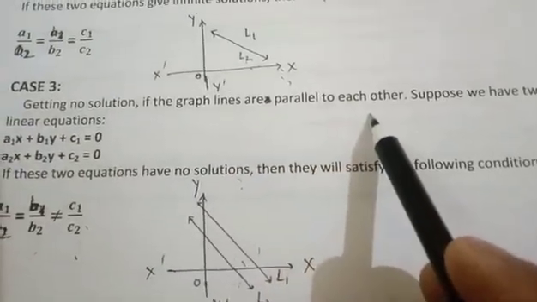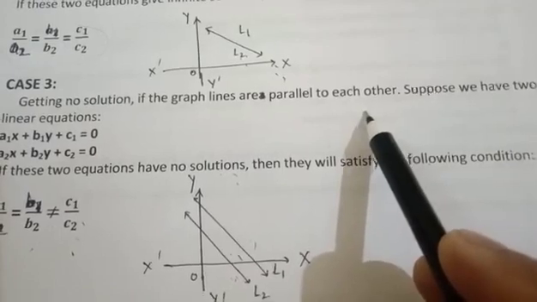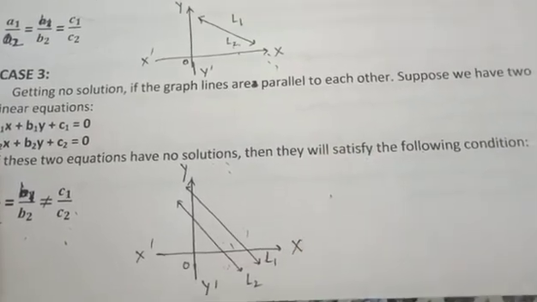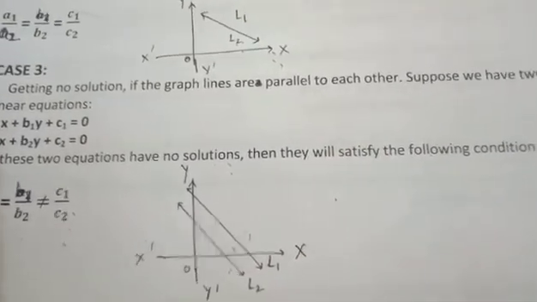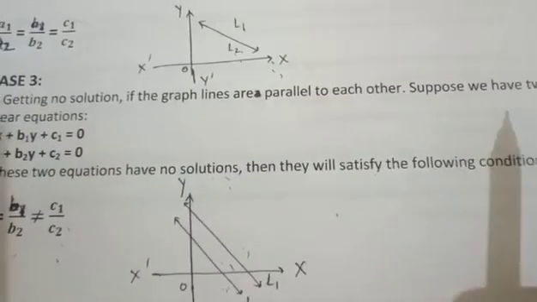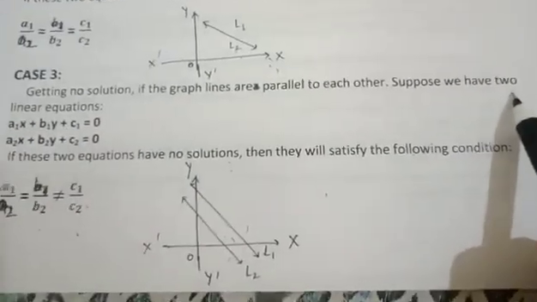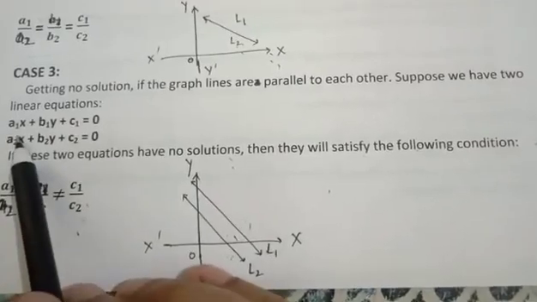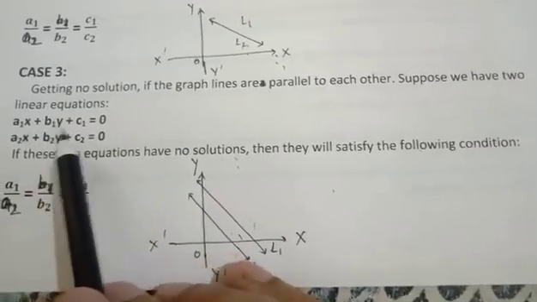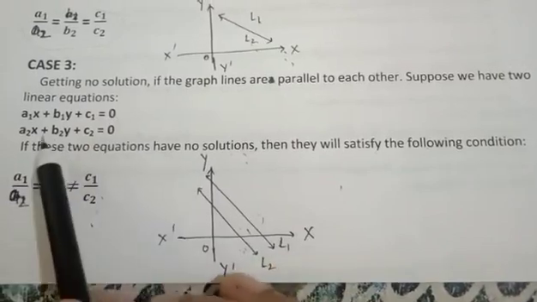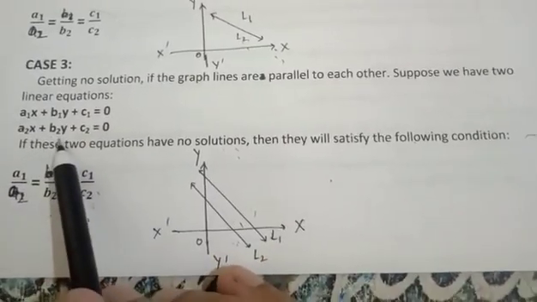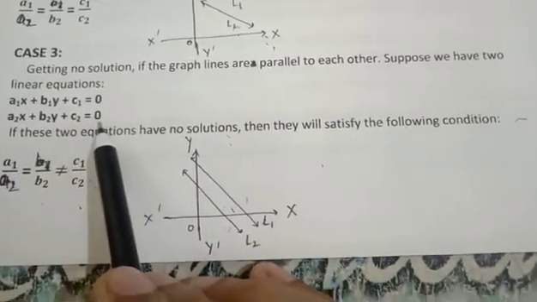Going to the third one, that is getting no solution if the graph lines are parallel to each other. Meaning if we are getting two parallel lines, then we will come to the conclusion that we are not going to have any solution. Suppose we have two linear equations, a1x plus b1y plus c1 equal to 0, a2x plus b2y plus c2 equal to 0.